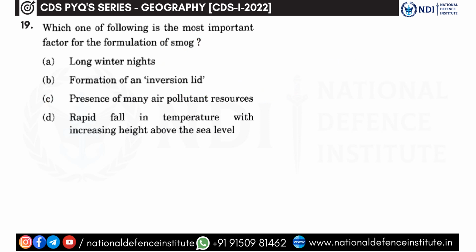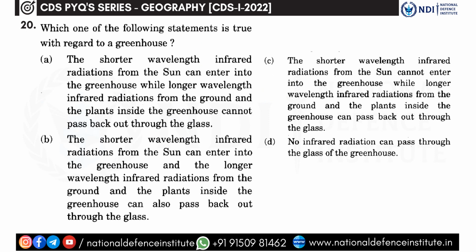Which of the following statements is true with regard to greenhouse? What is greenhouse? Of course, see, these are lengthy statements. There will be a small flaw somewhere. So the greenhouse effect is something like this: short wavelength infrared radiation from the sun can enter into the greenhouse, while the longer wavelength infrared radiation from the ground and plants inside the greenhouse cannot pass back through the glass. That is what it is, right? Actually, the short wavelength infrared radiation from the sun can enter into the greenhouse, and the longer wavelength infrared radiation from the ground and the plants inside the greenhouse can also pass back.